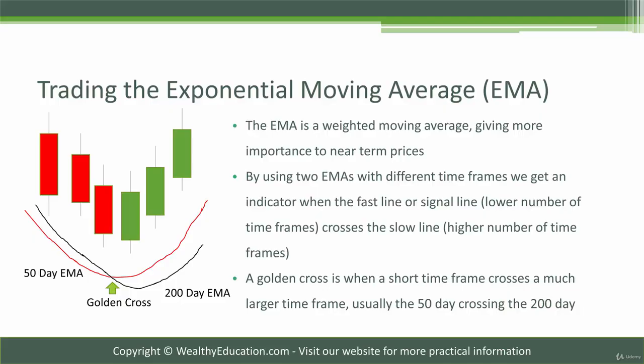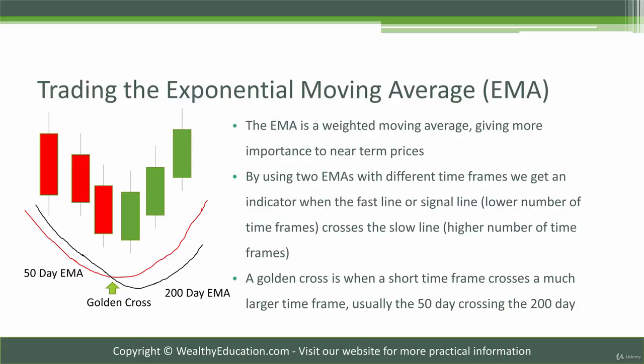A golden cross is when a short-term time frame crosses a much larger time frame. The golden cross that's often referred to by the media is the 50-day crossing the 200-day. And that's especially important when it happens in a market average, such as the S&P 500.